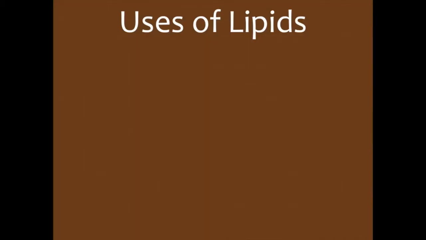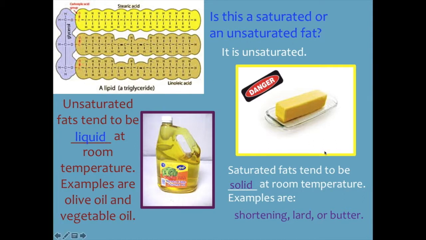So here's just some real life examples of saturated and unsaturated fat. So this solid butter is saturated. And then this liquid oil, vegetable oil or olive oil, or the liquid oil that you use to cook with, those tend to be unsaturated.